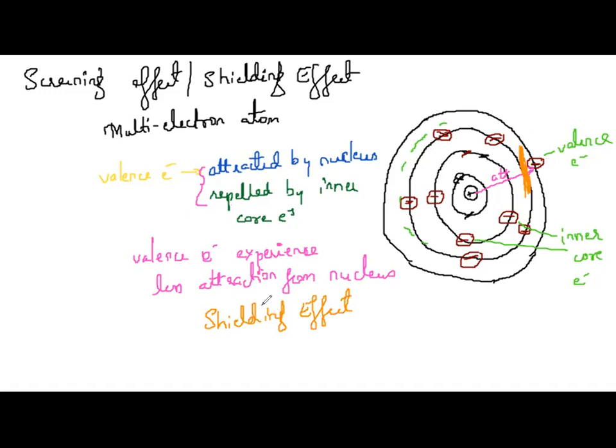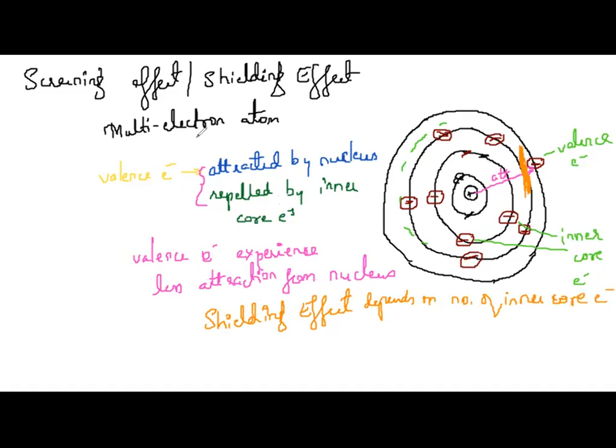So what do you mean by shielding effect? Due to the inner core electrons, the valence electron experiences less nuclear attraction. This is called screening effect or shielding effect. And this shielding or screening effect depends on what? It depends on the number of inner core electrons. As the inner core electrons increase, the repulsion increases.